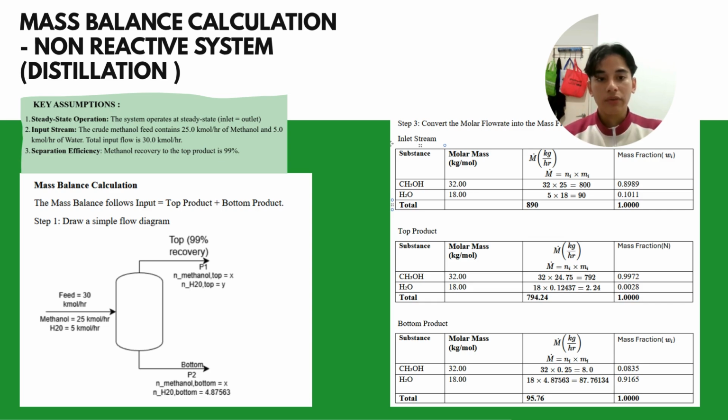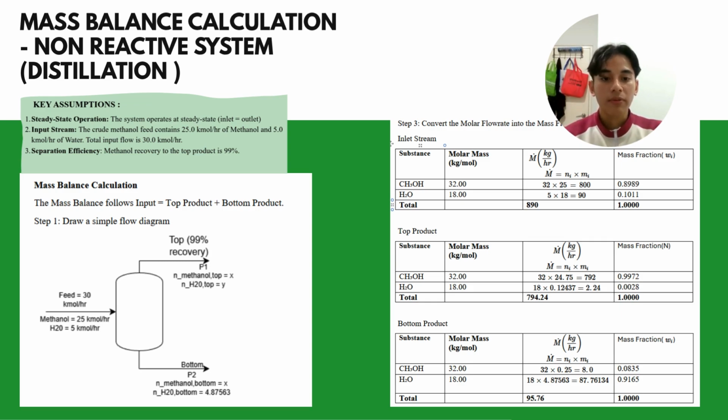After that, we have to convert these molar flow rates into mass flow rates by multiplying the molar flow rate by the respective molar mass. This conversion will give us the final mass flow rate and mass fraction for all streams. The inlet stream is 890 kg per hour, while the top product is 794.24 kg per hour, and the bottom product is 95.76 kg per hour, which is mostly water.